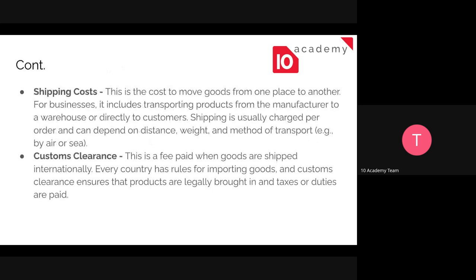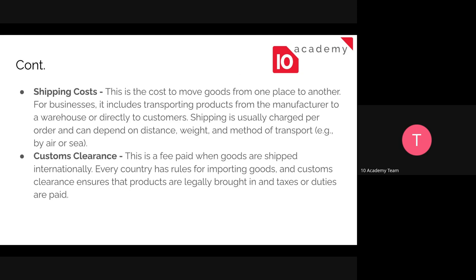The next one is shipping costs. Shipping costs means the costs that you are going to invest in order to move goods from one place to another. For business, it might be transporting products. It's actually the same concept. It might also be from the manufacturer to a warehouse or directly to customers.